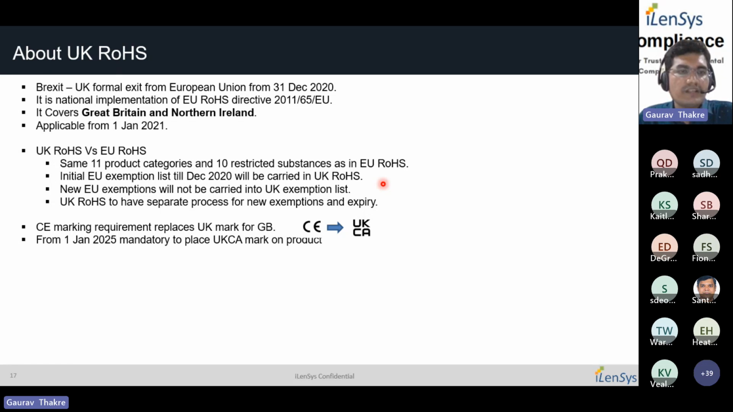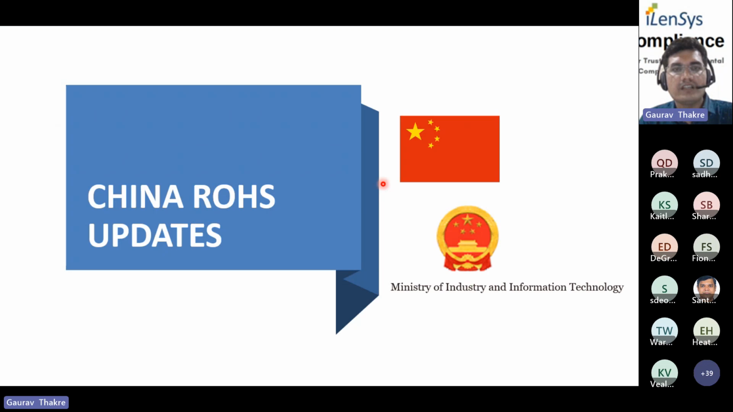The marking was to be applicable from January 2025, I think, but it has been postponed for a couple of years. It was supposed to be applicable from this year, but it has already been postponed by 2 years. So the UKCA mark has to be applied, and along with that, compliance has to be there for UK RoHS.